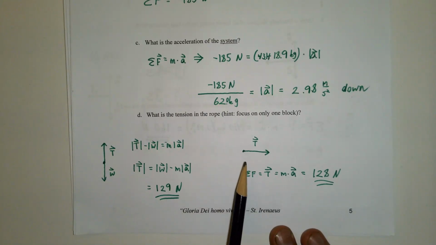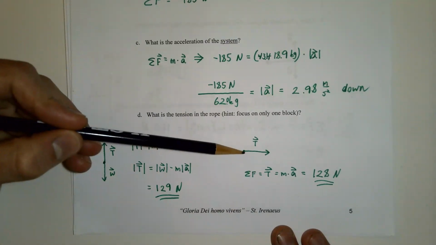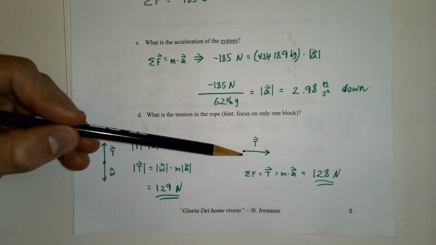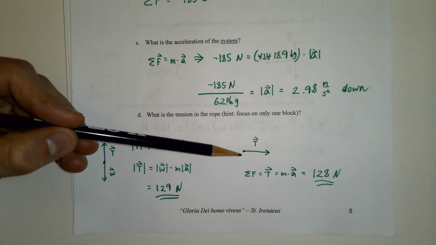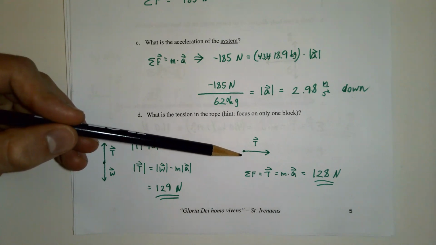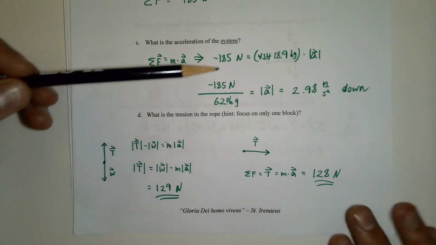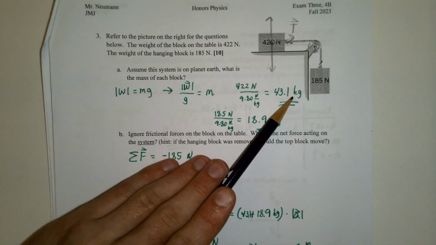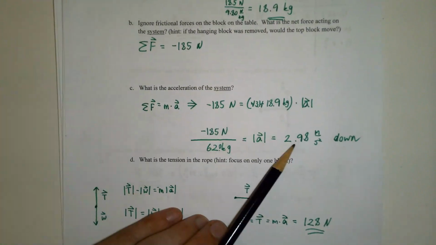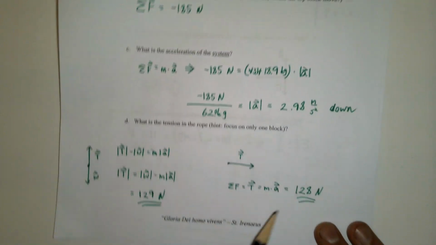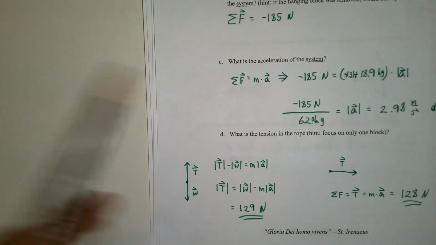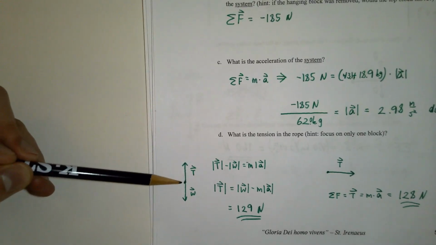It'd be easier to use the block on the top because in the x dimension, the only force that's acting on the block is that force of tension from the 185 Newton block. So that force of tension, for a mass that we found was 43 kilograms: if that block is 43 kilograms, and if it's accelerating at this rate, then the force of tension must be 128 newtons.